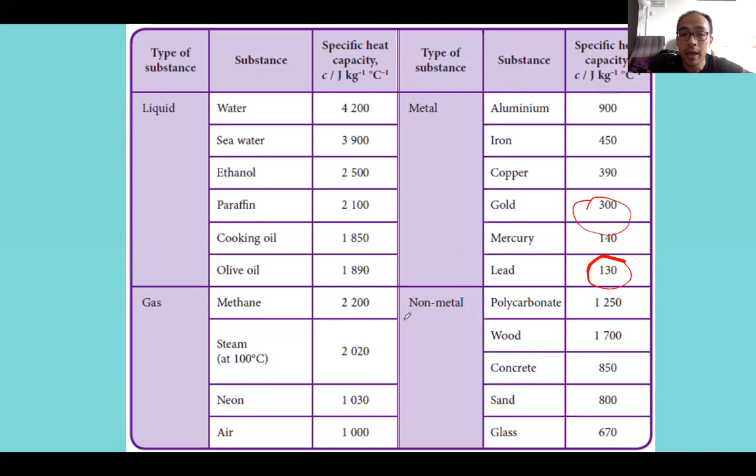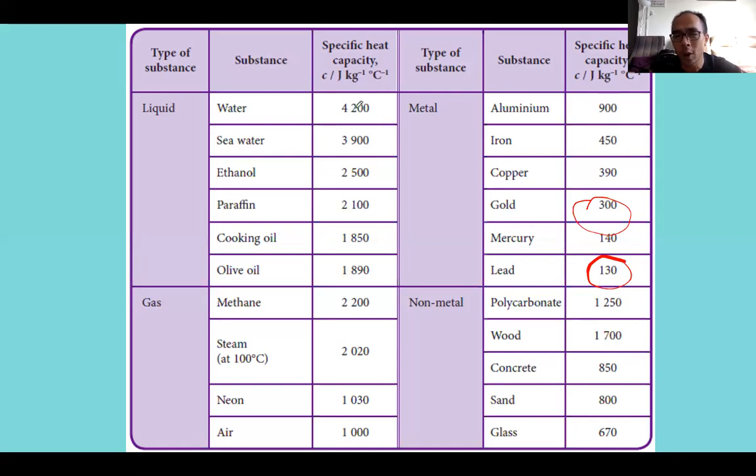Another example is non-metal, for example polycarbonate. Polycarbonate is plastic. Plastic is 1,250 joules per kilogram per degree Celsius. So that's why, like the example I gave just now, for a cooking pot, usually the base we want to be a metal, for example iron or copper. Lead, no. Usually iron or copper, because the specific heat capacity is very small, so it heats faster. But the handle, usually we use polycarbonate, which is a kind of plastic, because it is 1,250. Of course, the higher the specific heat capacity, the better.